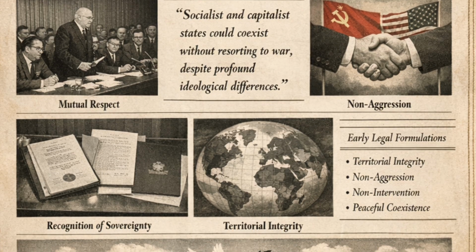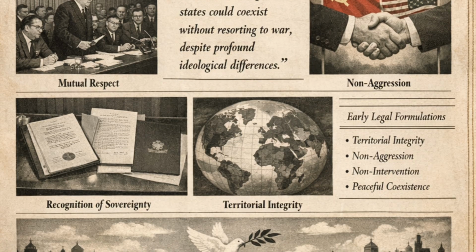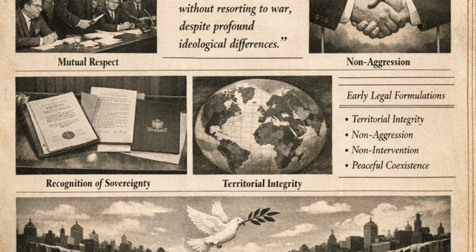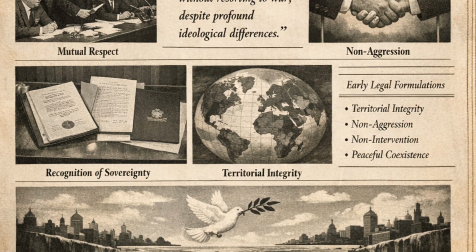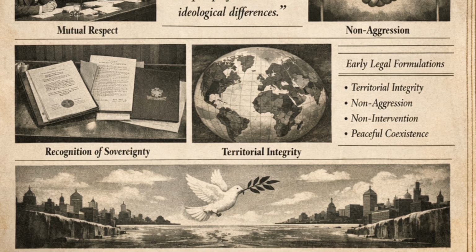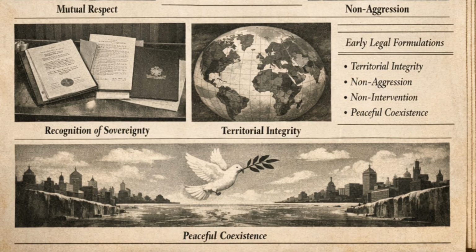During this decade, international law began to recognize mutual respect for territorial integrity and sovereignty, non-aggression and prohibition of force, non-intervention in internal affairs, and peaceful coexistence as a guiding principle. These early formulations created the foundation for the principles that would later be codified more formally.